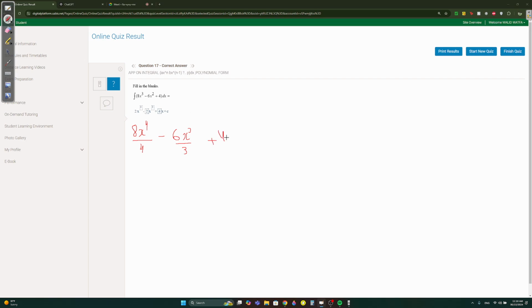Plus 4 is a constant, so you just add an x beside it. 8 over 4, 2x to the power 4. Plus c. 6 divided by 3 is 2x cubed. And then plus 4x plus c.